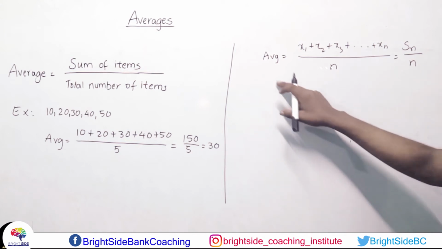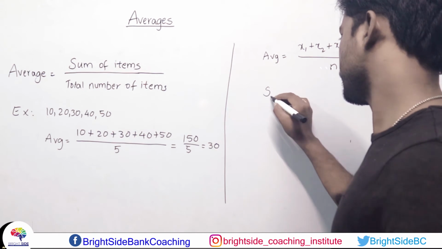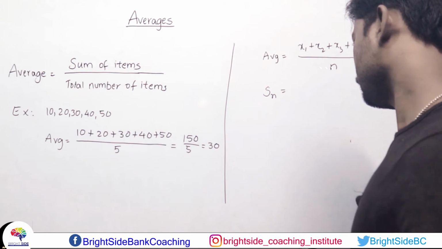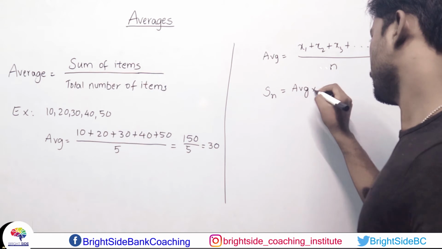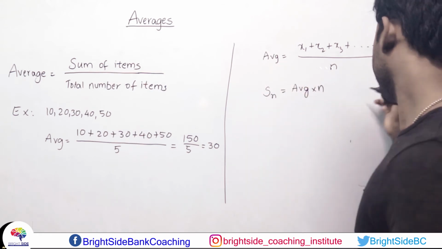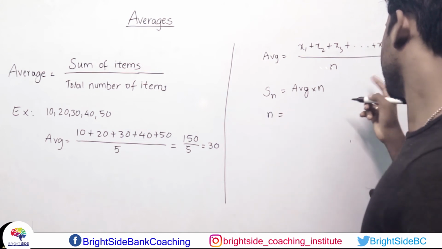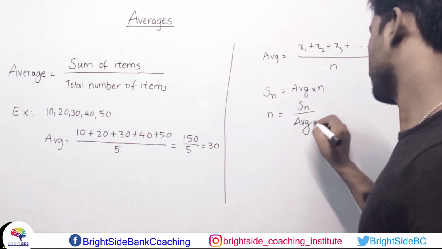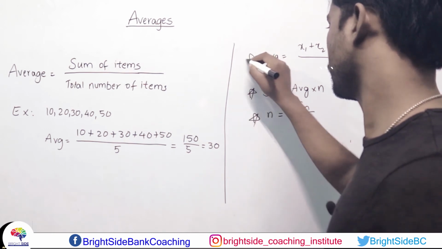So every time he will not be asking for the average. Sometimes if he asks about the sum of the numbers, then you have to calculate it like this: average into n. If sometimes n is asked, the number of items, then what will be the expression? Sum of the numbers by average. These are important points you have to note.